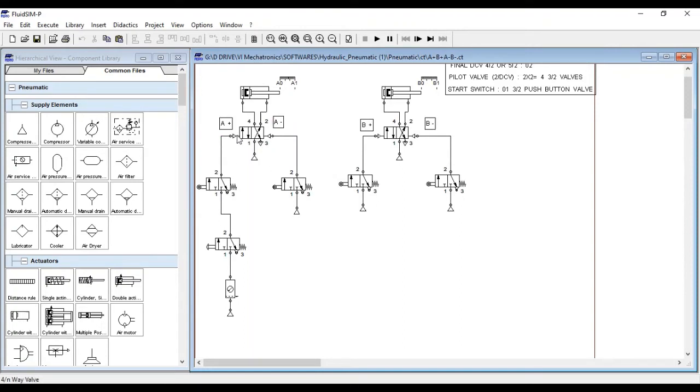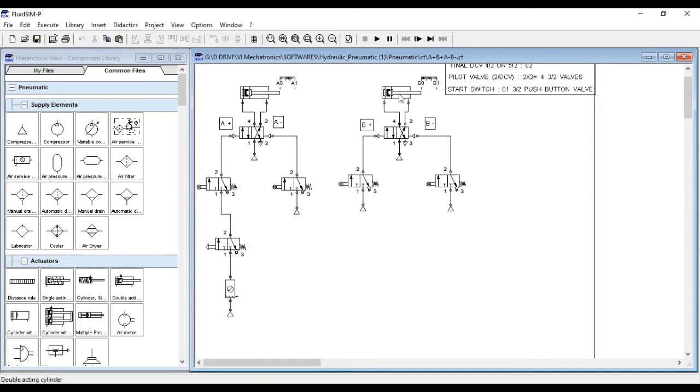If you want A minus, you have to actuate this line. Similarly, for cylinder B, this is cylinder A, this is cylinder B. So for B, there is also the same logic, that is B plus and B minus. When this left actuation is done, then it is moving forward. So this is B plus. And when right actuation is done, then it will be B minus.